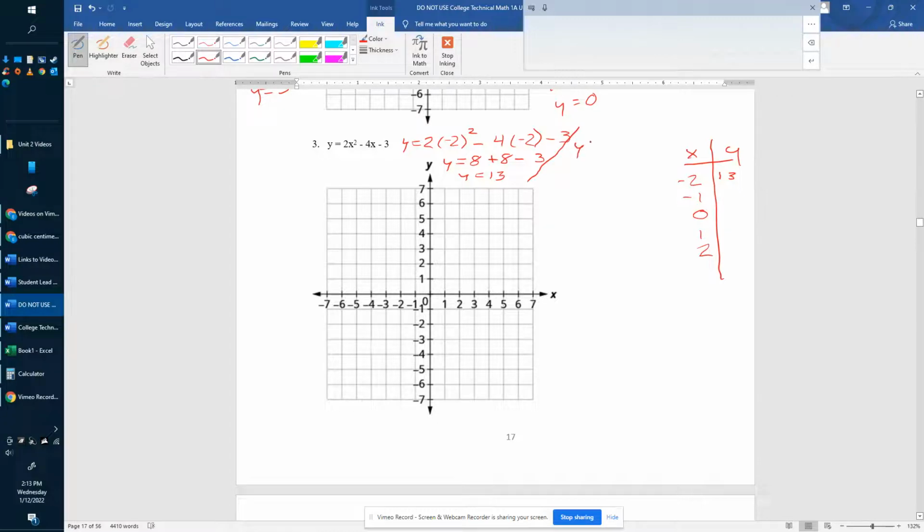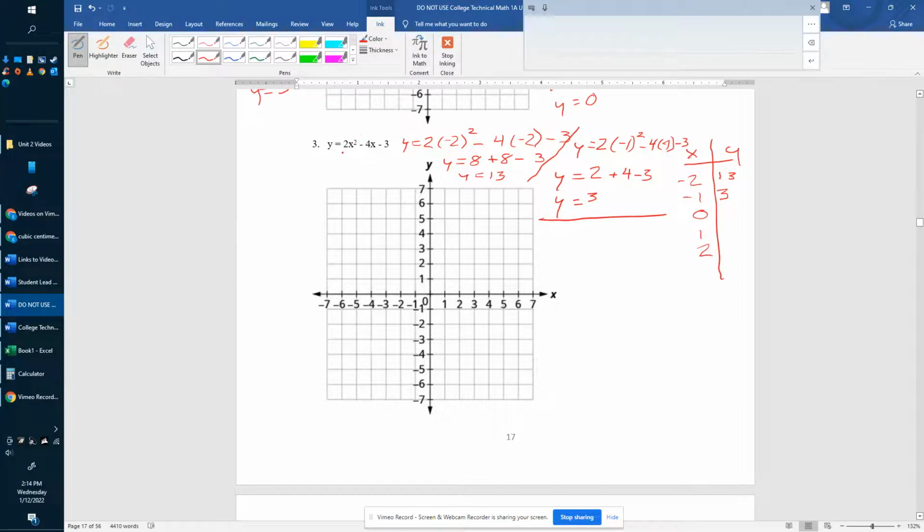Let's try -1. Y equals 2 times -1 squared minus 4 times -1 minus 3. All right, y equals -1 squared is 1. 1 times 2 is 2. Plus 4, -4 times -1 is positive 4 minus 3. Oh, this looks like one we can actually use. Y equals 2 plus 4 is 6 minus 3 is 3. Woohoo.